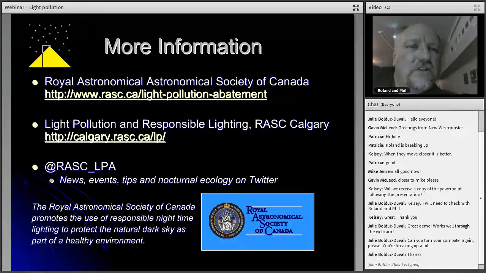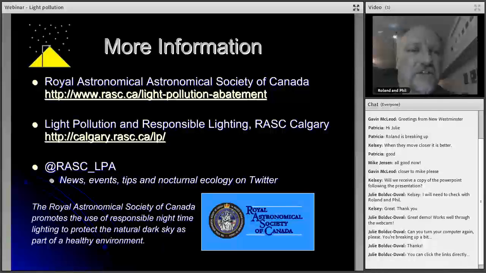And then, of course, the Royal Astronomical Society of Canada has the national page, which has the light pollution abatement site. The Calgary Centre of the Royal Astronomical Society of Canada also has a fairly extensive light pollution abatement site. And finally, there is the Twitter account at RASC_light pollution abatement LPA. That's basically an account I run. Hopefully people find that of some use.